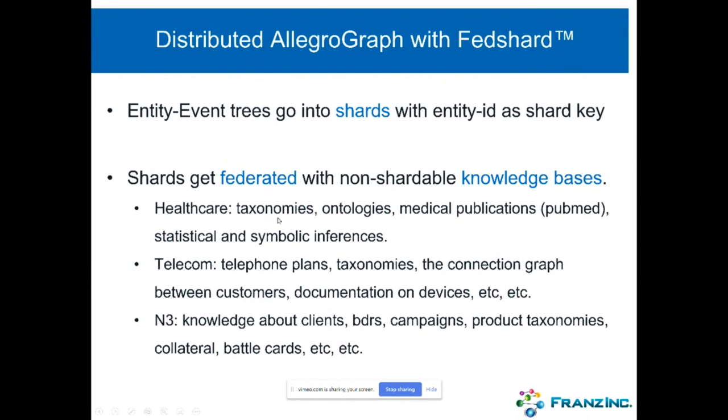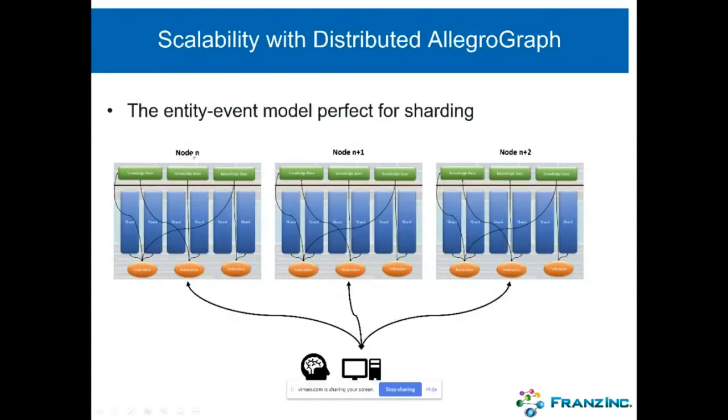So in healthcare, it's the taxonomies and the medical publications and statistical knowledge. In telecom, it's the telephone plans, taxonomies, the connection graph between customers. And in N3, it's the knowledge about the clients. So please keep this in mind: there is the part that you can shard, and there's a part that you cannot shard. The entity event model is really perfect for sharding. So this is a picture where we have, say, one machine in the cluster. Each shard might have 100,000 customers or 30,000 patients. Here are a number of knowledge bases that are unsharded. The green boxes are the unshardable knowledge bases. Here is the sharded data with the entity events.